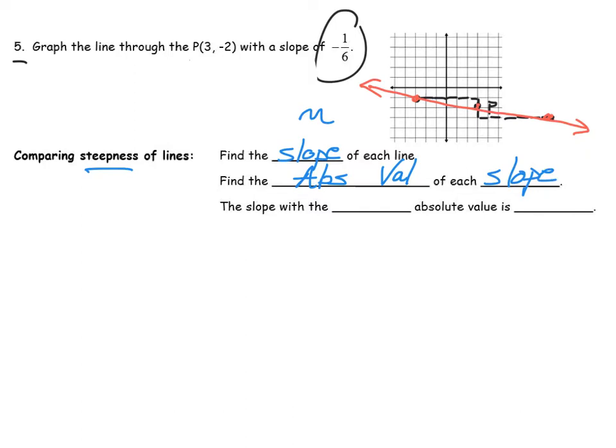Now, the slope with the greater absolute value is going to be steeper. So if you want to compare the steepness of 2 lines, you're going to need the slope of both of them, take the absolute value of both of those slopes, and then just compare to see which slope is greater.